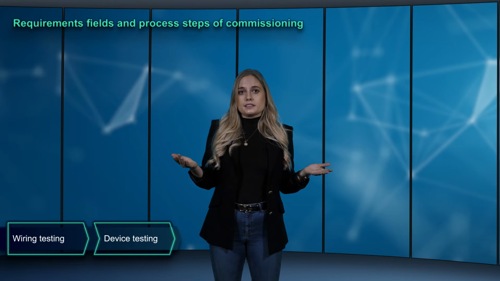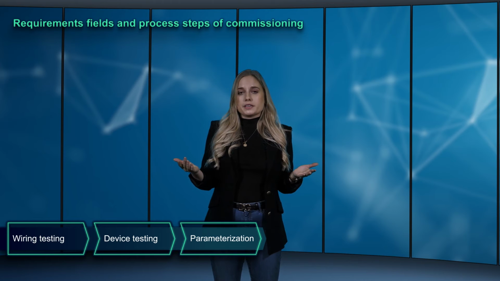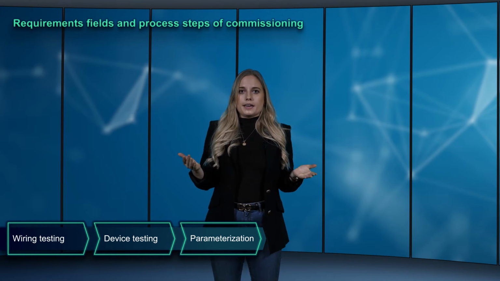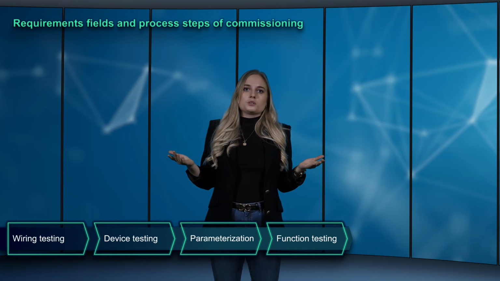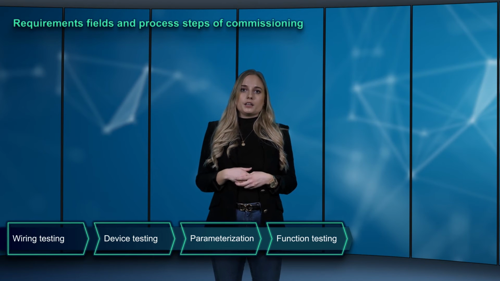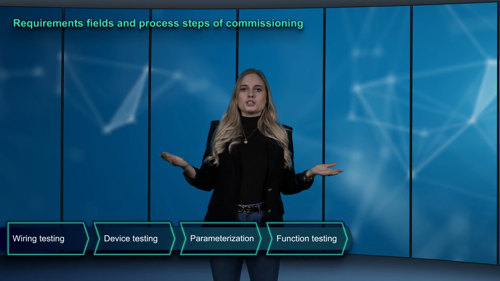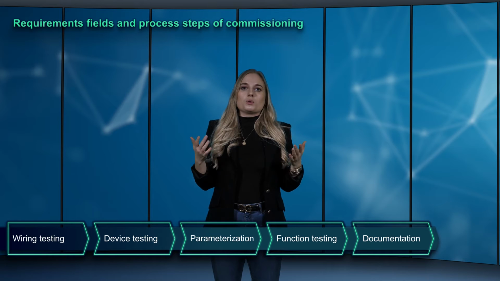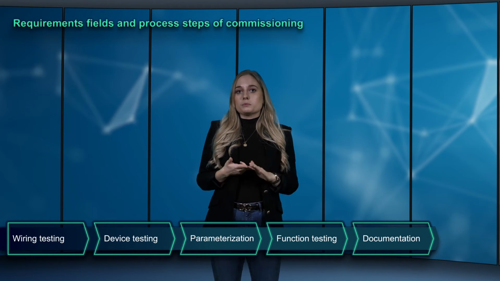After the device testing, we come to the parameterization part, where we determine the parameter settings for all protection and measurement devices. The next part is the functional testing, in which we can, for example, do a plausibility check of the measured values and do a test triggering. The commissioning process is being completed by the documentation step, where important information regarding project structure, device parameters, and firmware versions need to be recorded.